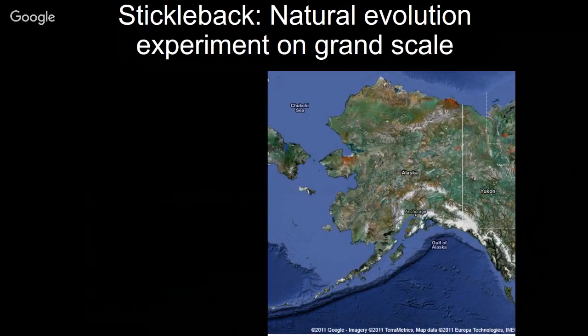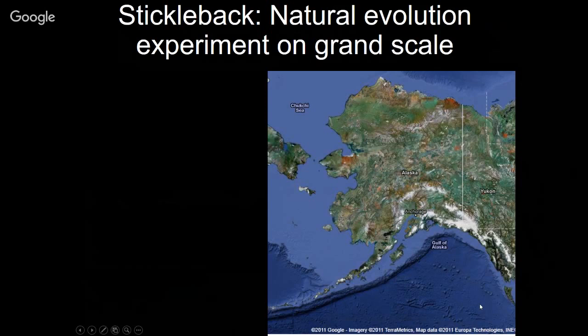So I keep talking about stickleback being this evolutionary model. Why did it become an evolutionary model? Here I'm showing the state of Alaska, which happens to be where I'm from. Here's Anchorage, where we're located. I'm from Kotzebue, Alaska, located up here.